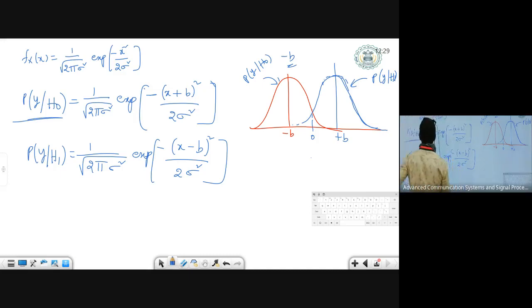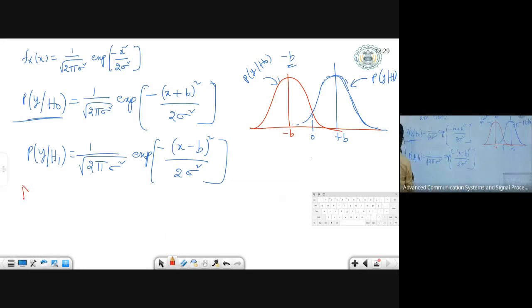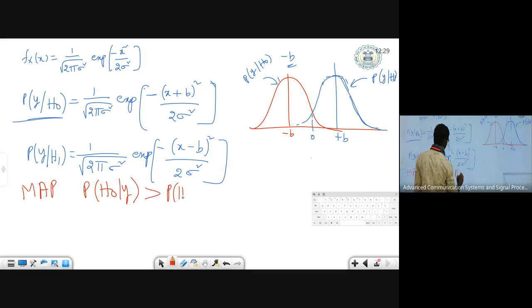Okay. Now, as per our MAP detector, what does MAP say? If the probability of h naught given y is greater than the probability of h1 given y, then I'll take the decision towards h naught, otherwise h1. This is what the MAP says.